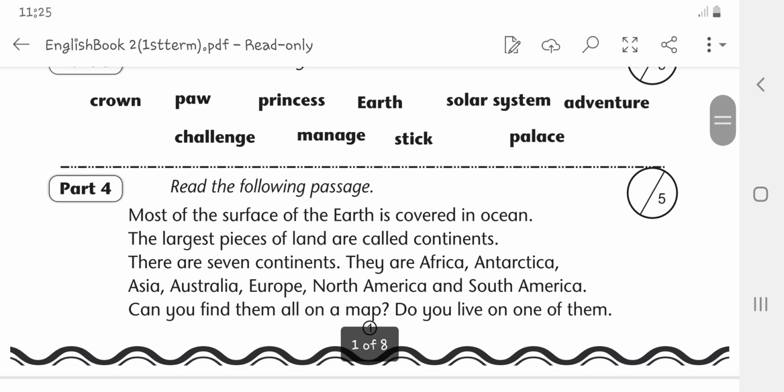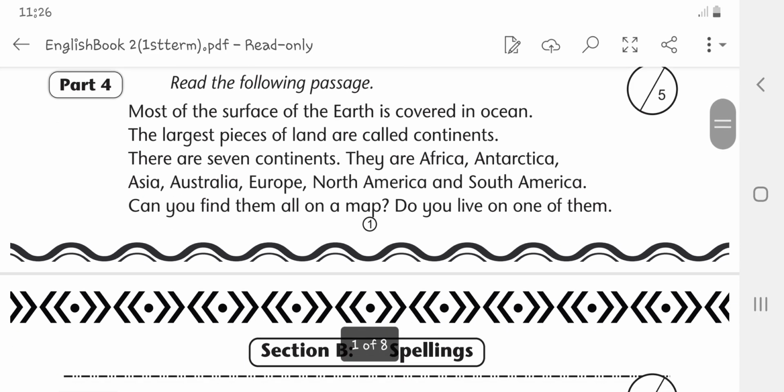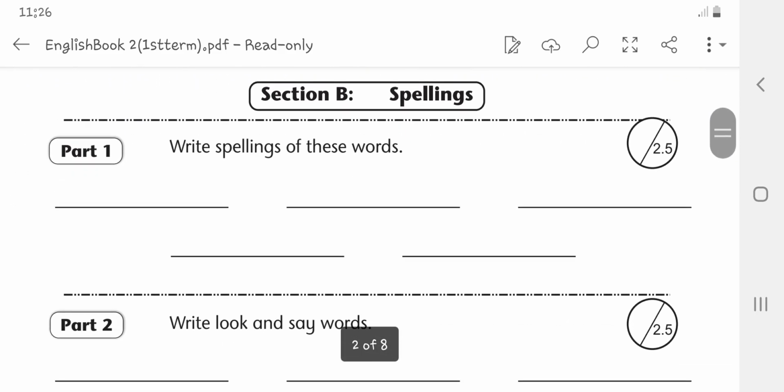And part 4 is read the following passage. It is not words, it is full sentences, and the students have to read from sentence number 1 right up to the end, and they have to stop and express the punctuation marks while they are reading. So if it is a question, like can you find them all on a map, then the student should be able to read it like a question, not flatly. They should express the punctuation in their reading. Total marks are 5.